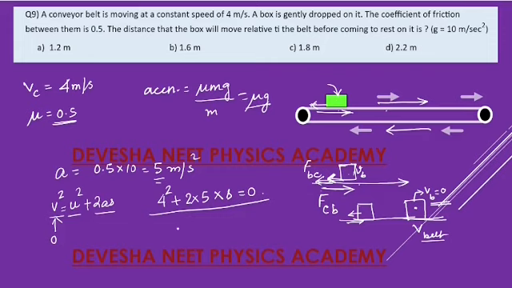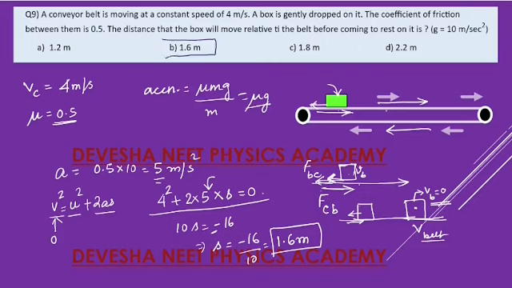Again, we'll see that. So 5 into 10s is equal to minus 16. Now why minus here? Because the acceleration here is actually negative, right? So the negative gets cancelled out, so it means s is equal to 16 by 10, which is 1.6 meters. So it means after 1.6 meters the block will actually not have any of its own velocity, any of its own speed. The velocity of the block will become 0. So the answer is 1.6.